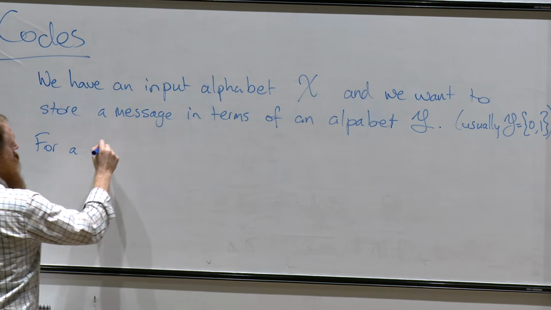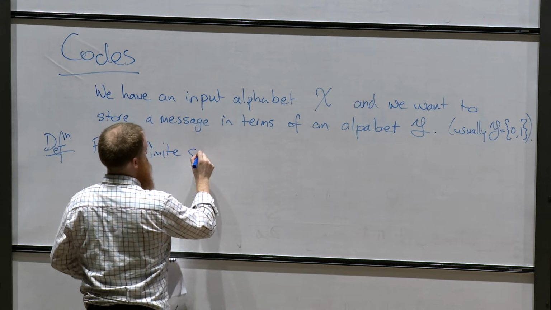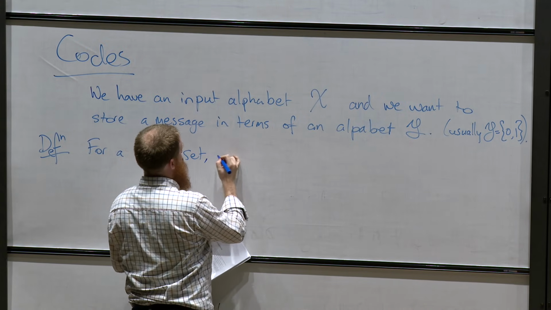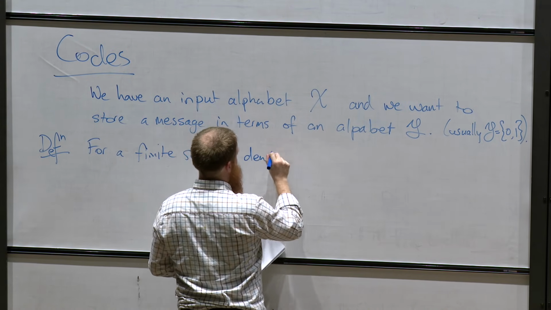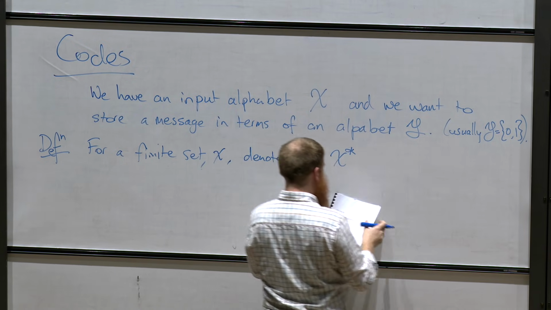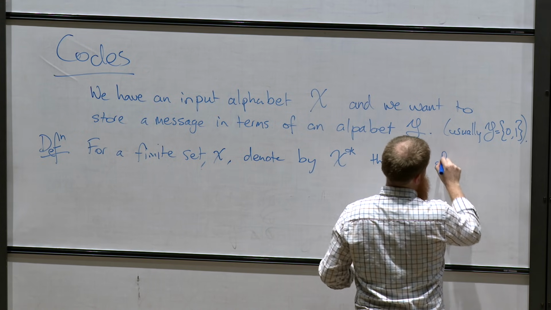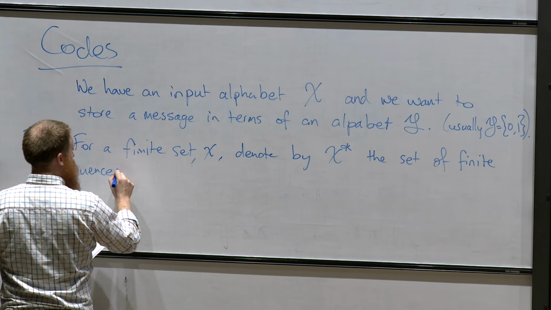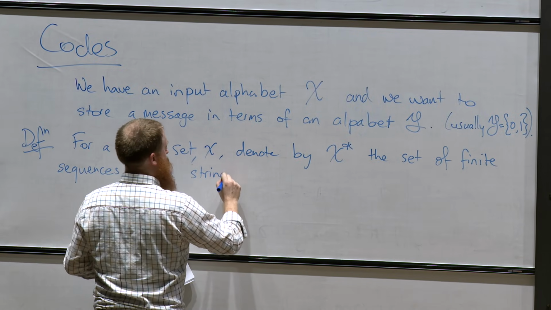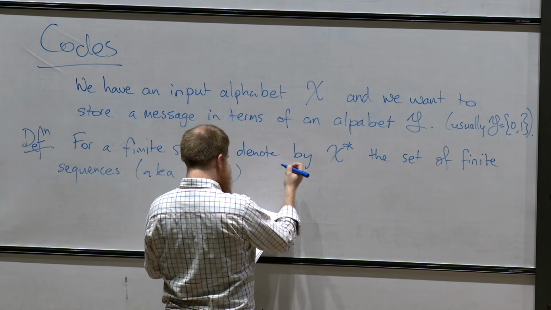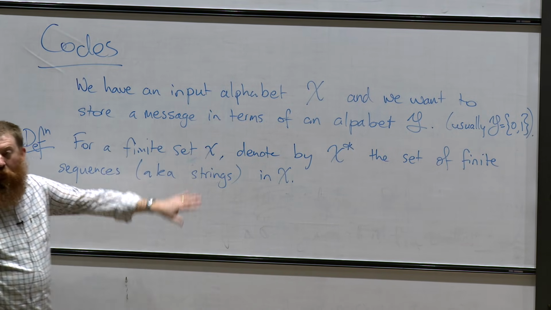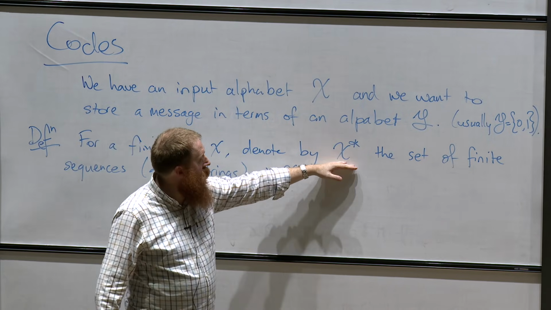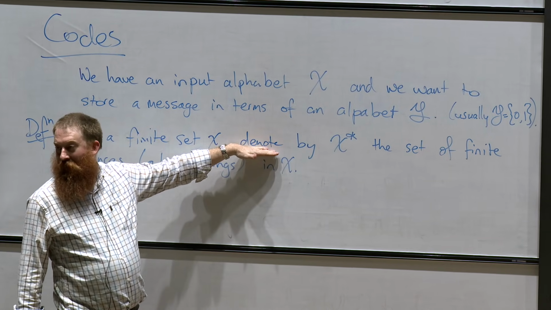For a finite set, so when I say alphabet, all I mean here is a finite set. That's all I'm trying to say. For a finite set X, denote by X star the set of finite sequences, aka strings, in X. So if my alphabet is the Latin alphabet, then an example of a string would be the word "denote". It is a finite length sequence of characters.